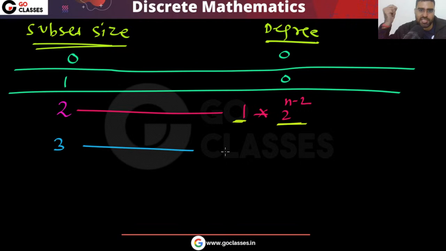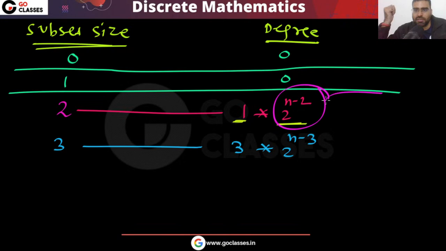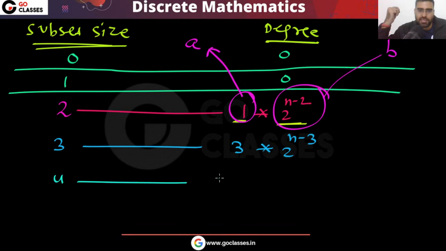When you have subset size 3, then you have 3C2. What is 3C2? That is 3 multiplied by 2 power n minus 3. So there are two things happening here. Let's call them quantity A and quantity B. If you have 4, then 4C2 is 6, and this is n minus 4. If you have 5, then you have 5C2, that is 10, and quantity n minus 5.